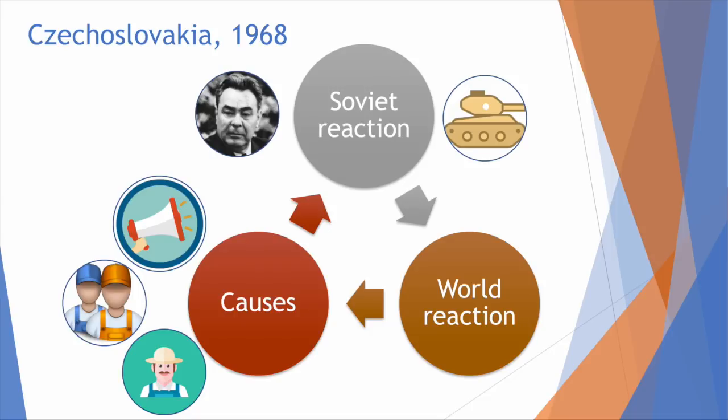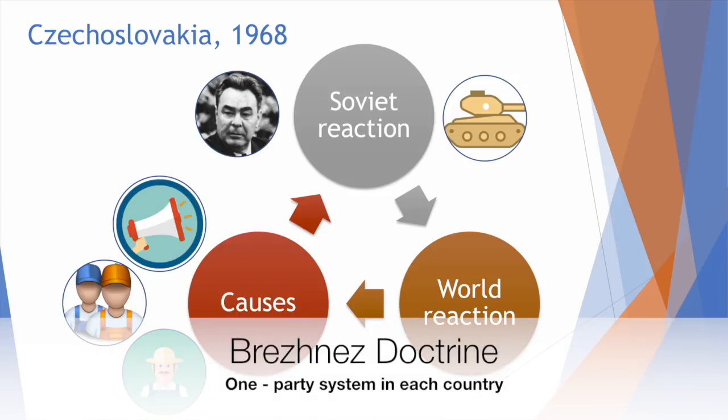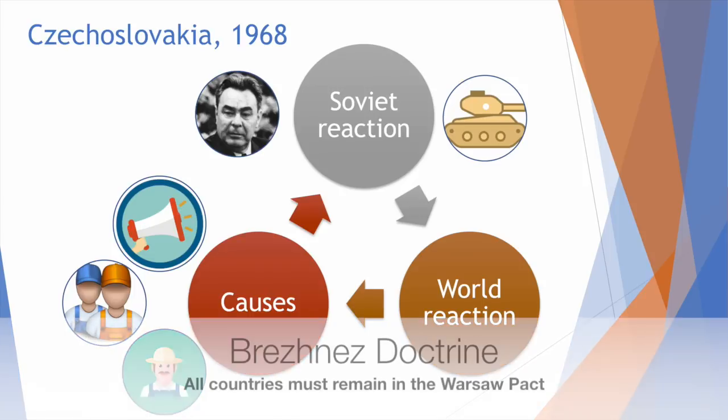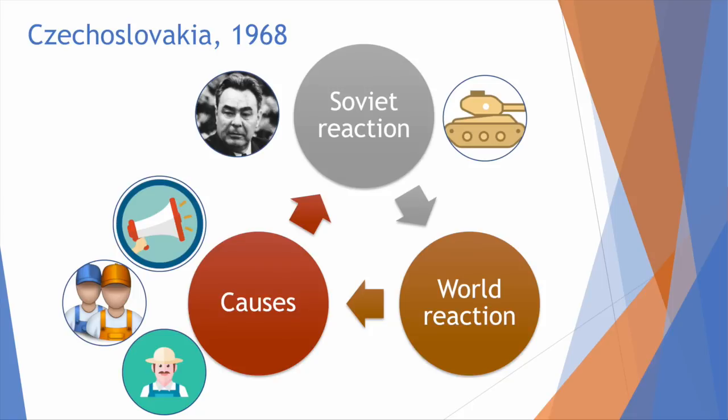But one of the important things that happens because of the Prague Spring in 1968 is that the new Soviet premier, Brezhnev, essentially comes up with what is known as the Brezhnev Doctrine. And essentially it has two parts. The first is that it says that there will only be one party in each of these nations. So this will help to cut down on voices of dissent. And then second, any country which is a part of the Warsaw Pact has to stay in the Warsaw Pact. There's no leaving. So the Soviets are very strong in 1968 to reinforce their position as the overseer of Eastern Europe.